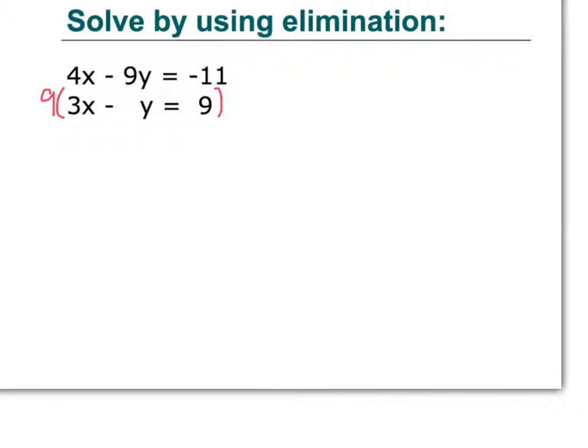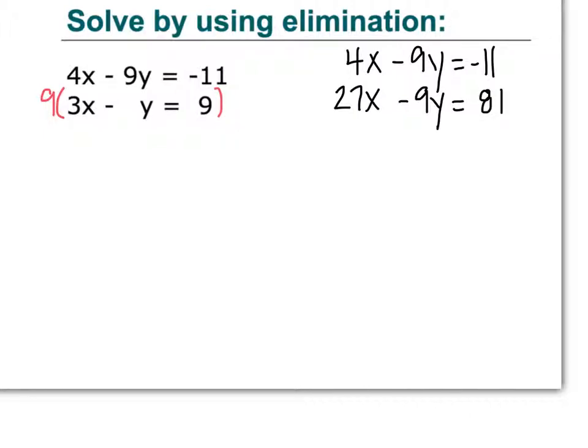Doing that, I'm going to rewrite the whole problem. So I will have 4x minus 9y equals negative 11 on top, just like before. And now I have to do 9 times 3x, which will give me 27x. 9 times negative y is negative 9y. And 9 times 9 will give me 81. Now looking at this, I see top to bottom my y's are matching, which means I'll subtract.